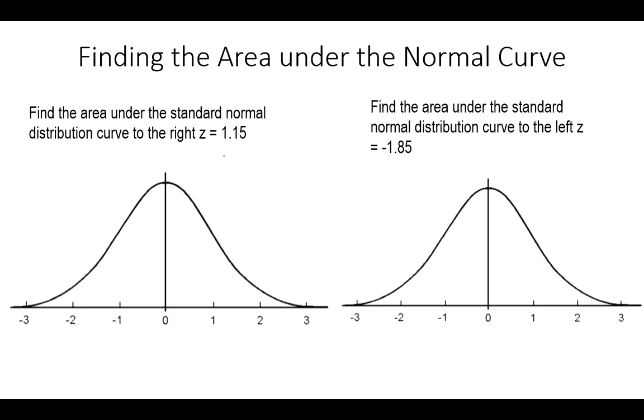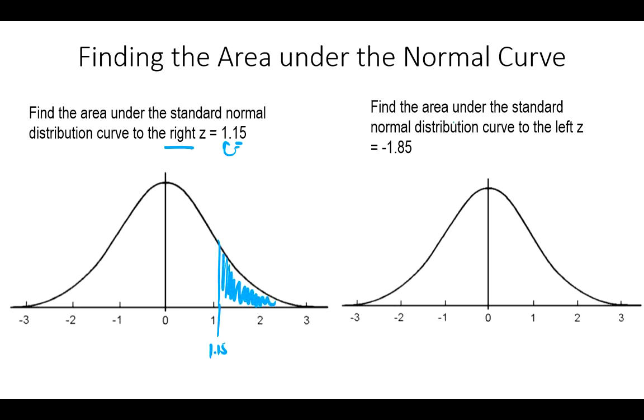Find the area under the standard normal distribution curve to the right of Z equal to 1.15. Alam natin na si 0.15 ay malapit lang kay 1. Let's assume ito siya. So, 1.15. At ang condition is distribution curve to the right. Kung to the right ng 1.15, so dito siya.